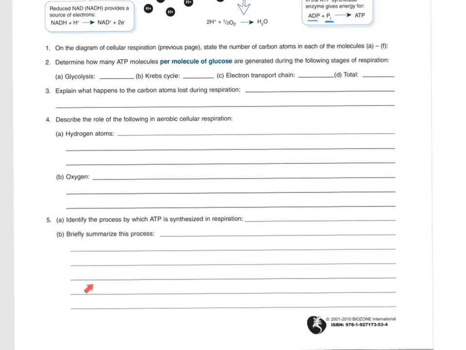If you can answer all these questions, I can't imagine you'll get anything other than an A on Monday. So if you can answer these questions on your own, honestly and truthfully, based on what I've just taught you, you got it. You got cellular respiration. That's all you need to know for the test. Let's move on to the next slide.